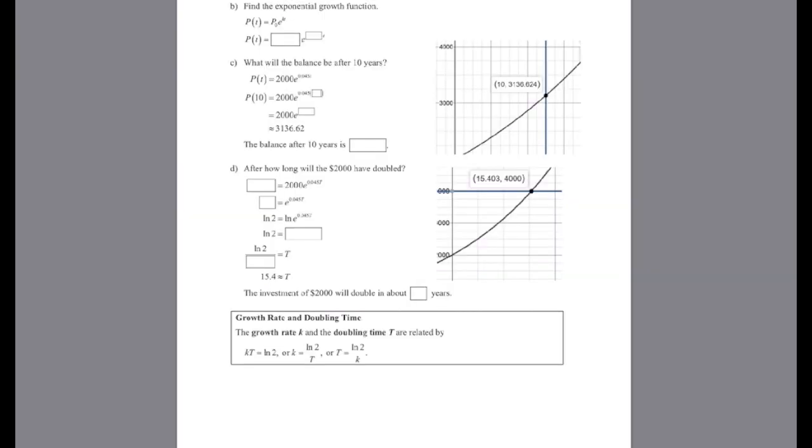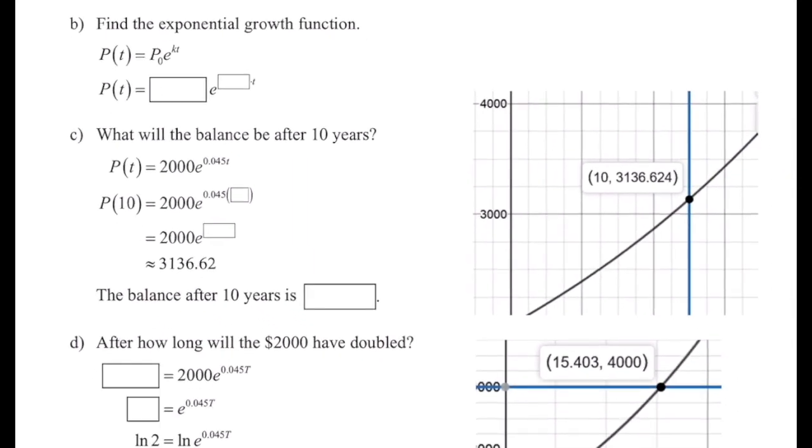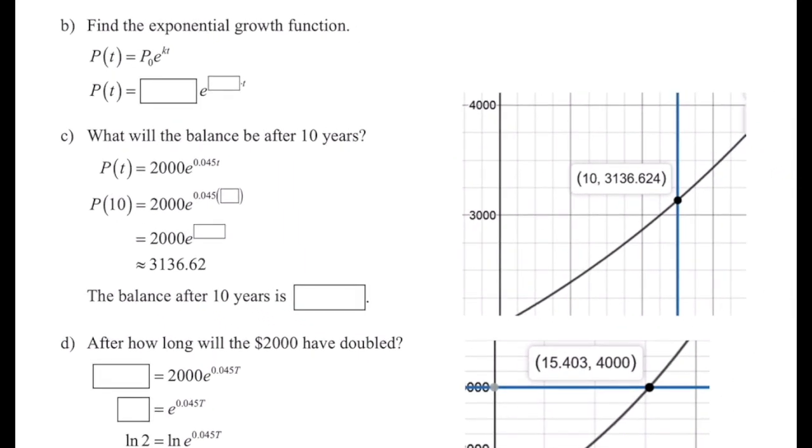Continuing with more information to answer more questions, it's asking us to find the exponential growth function. Well, now that we know the rate at which we're growing, we can find more information because we know the general formula is going to be 2,000 e to the power of 0.045 times t. Now that we know the general form, we can actually find the balance after 10 years because our 10 is going to be our new value of t.